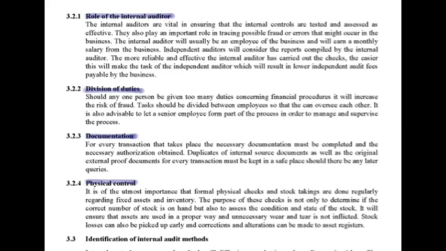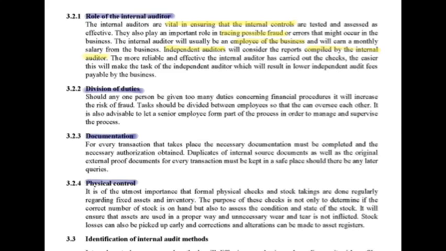Now, the internal auditors are vital in ensuring the internal controls are tested and assessed as effective. They also play an important role in tracing possible fraud or errors that might occur in the business. So the internal auditor will usually be an employee of the business and will earn a monthly salary from the business. However, the independent auditors will consider the reports compiled by the internal auditor. So in other words, the external auditor checks up on the internal auditor's work.